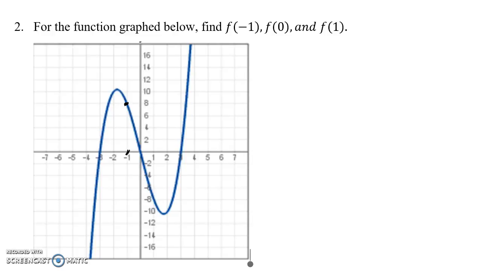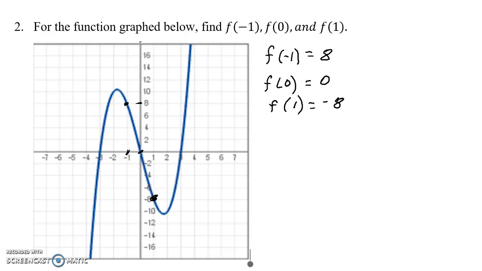And at x equals negative 1, what does f of x equal? Well, f of x is y, and y equals 8. So that tells us that when x is negative 1, y is equal to 8. F of 0, same thing. We go to where x equals 0, and look, that's exactly where the graph crosses the x-axis and also the y-axis. So y is 0 when x is 0, and f of 1, when x is 1, y is negative 8, so f of 1 is negative 8. And that's all there is to that problem.